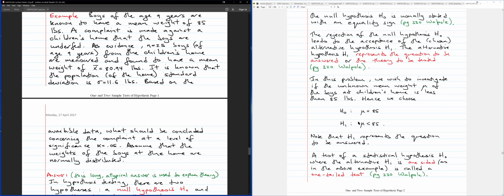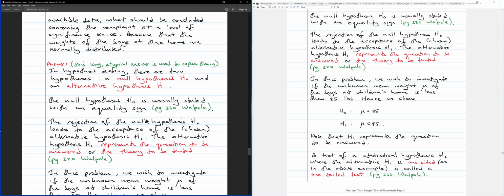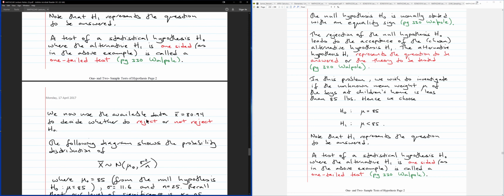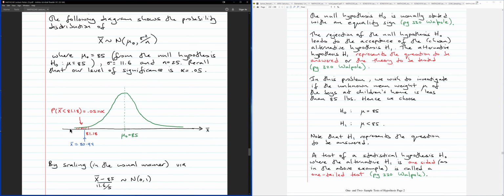If you're testing hypotheses like this, where your alternative hypothesis is an inequality of this sort of form, then the test that we're going to use is a one-sided test, also called a one-tail test. Why it's called one-tail is that eventually we're going to be looking at a probability distribution, and we're going to have a rejection region that consists of one tail, on this side.